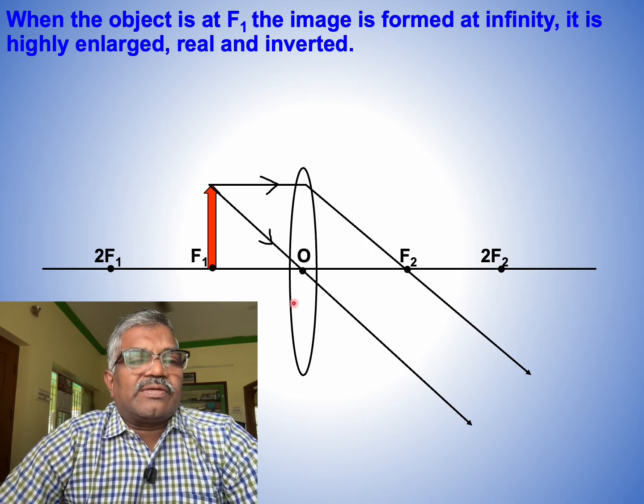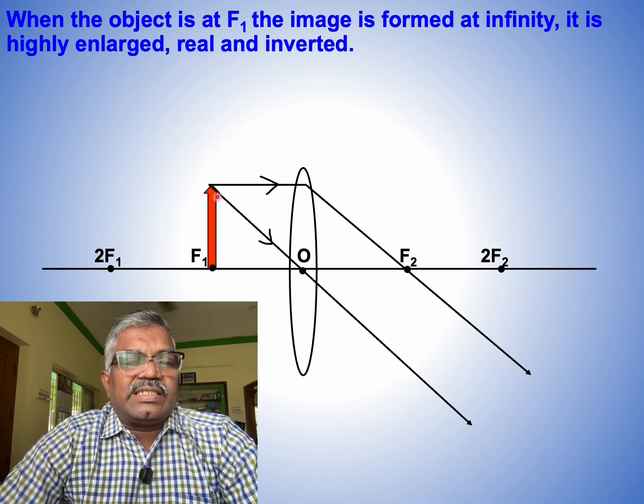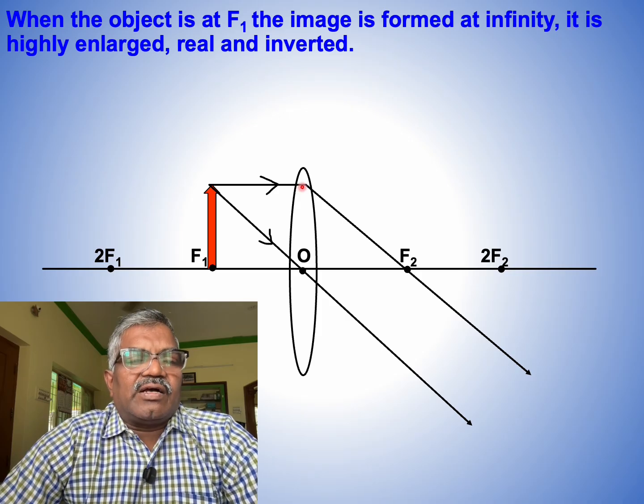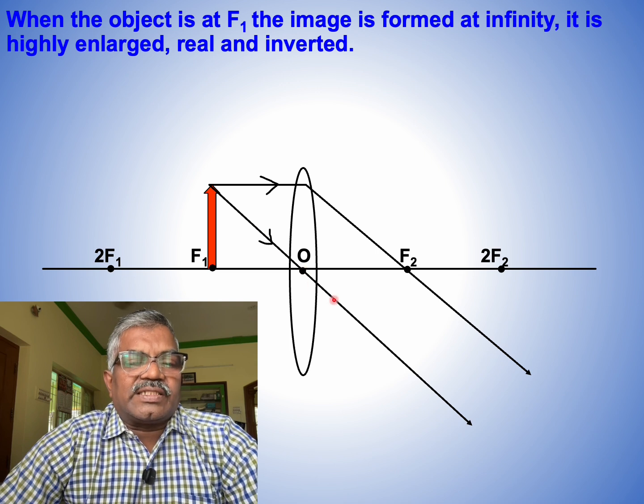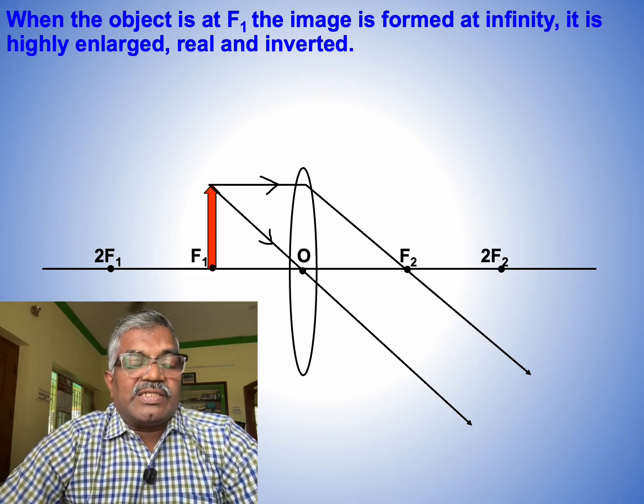And the next position of the object is at focus. Same rule: first ray parallel to the principal axis, after refraction will pass through F, and the second ray will pass through the optical center without any deviation. See here, both refracted rays are parallel. That means we will get a highly enlarged, real and inverted image.